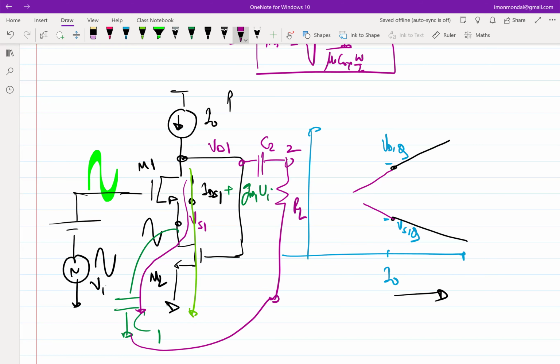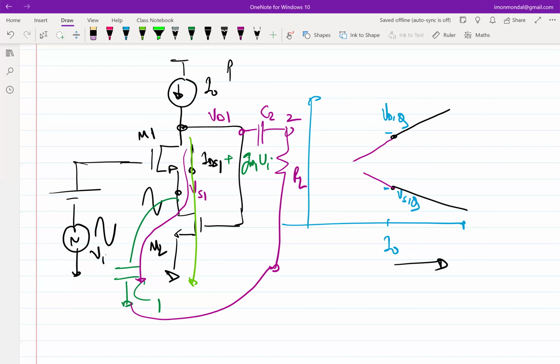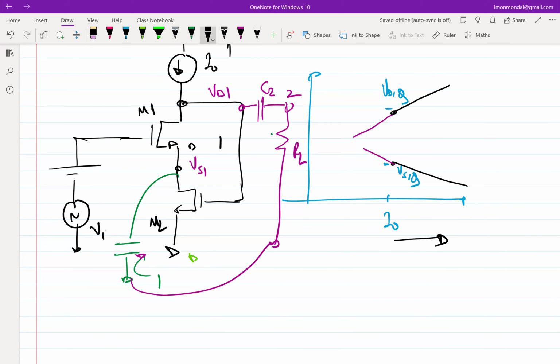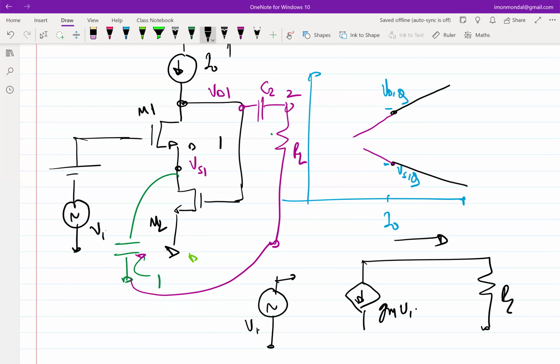Okay, so let me clean up the circuit a bit. So are we comfortable with the quiescent part? Okay, fine. If we are comfortable with the quiescent part, the next part should be quite simple. So in incremental sense, what do we want? This is VI. So this should be GM1 times VI, and this should go into RL. This should be the V0. This is what we want.